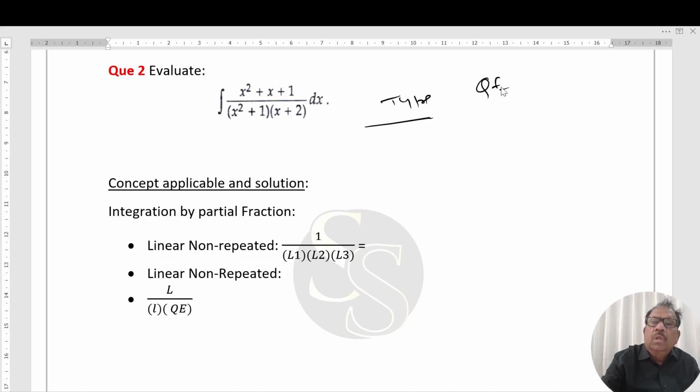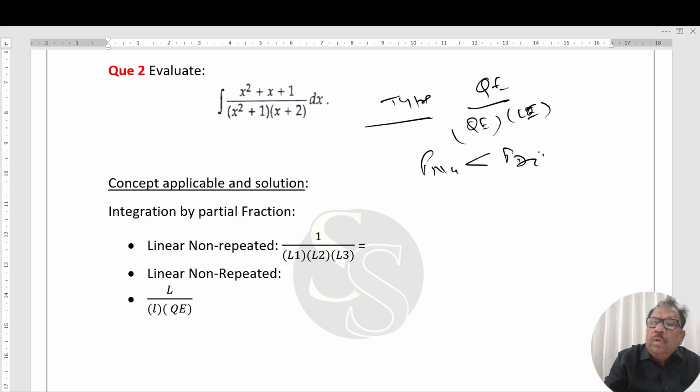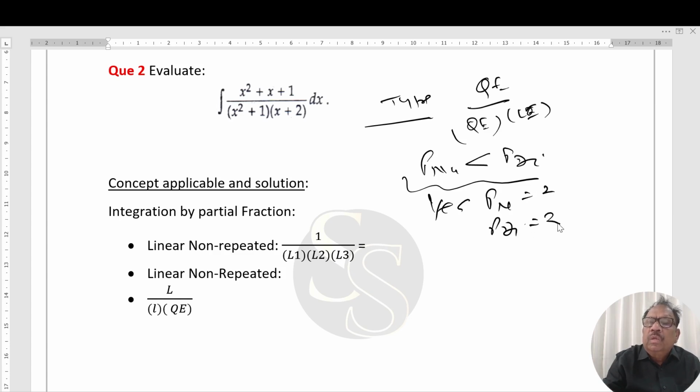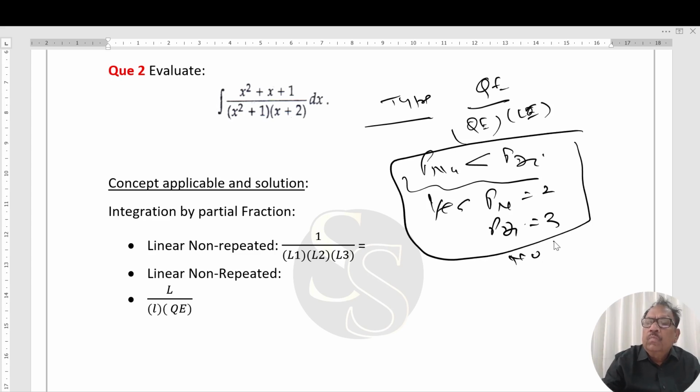Quadratic in the numerator, quadratic and linear in the denominator. Now, the first requirement is that the power of the numerator should be less than the power of the denominator. If it is correct, then we can go further. The power of the numerator is 2, the power of the denominator is 3 on multiplication. Therefore, we can go ahead. No long division is required.